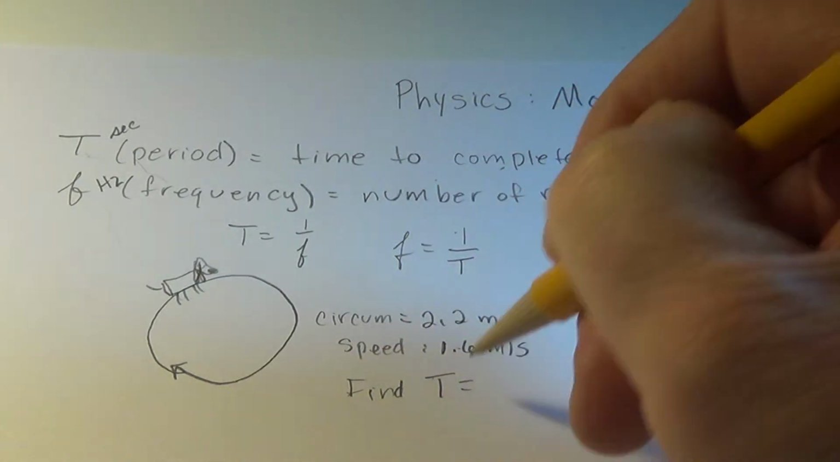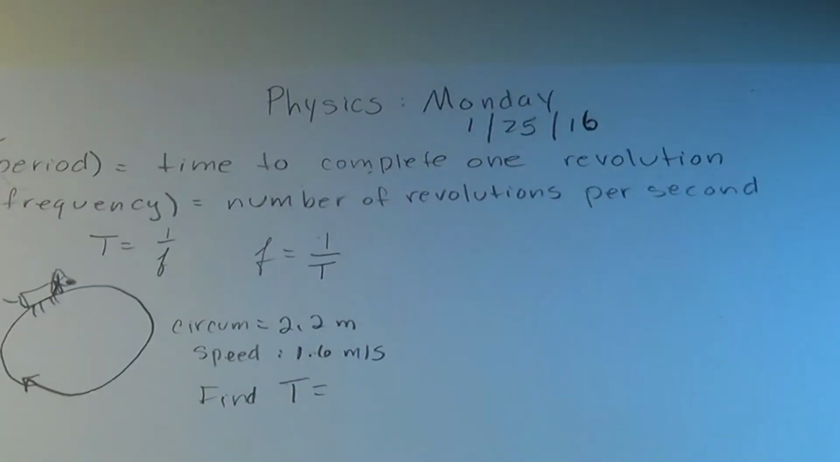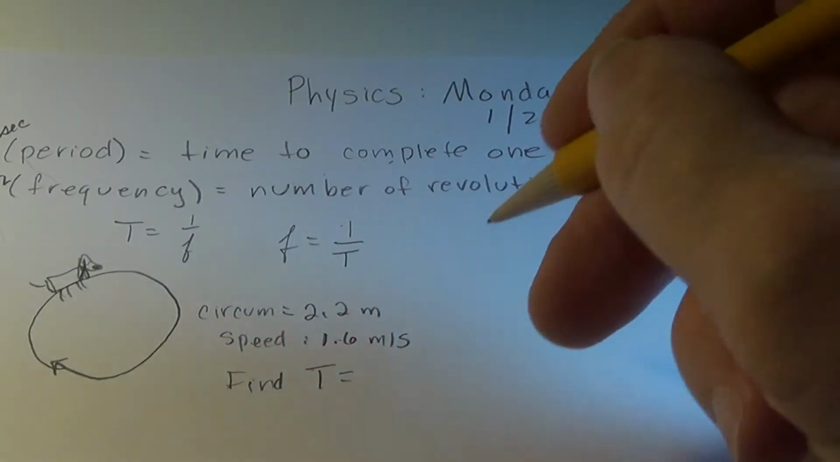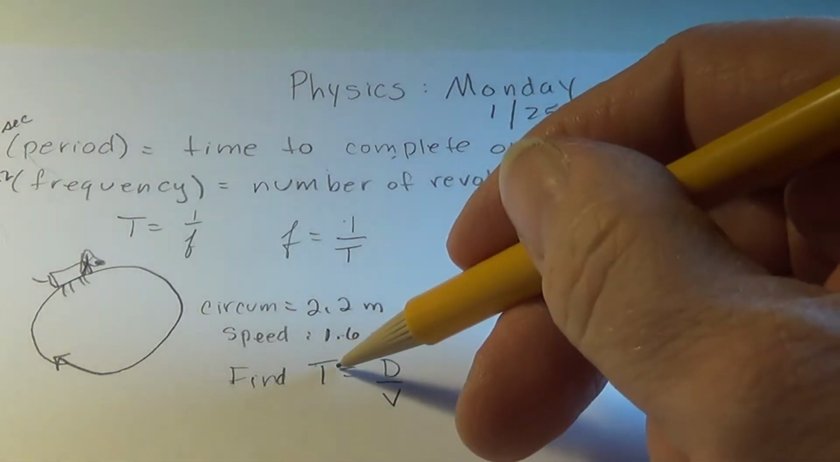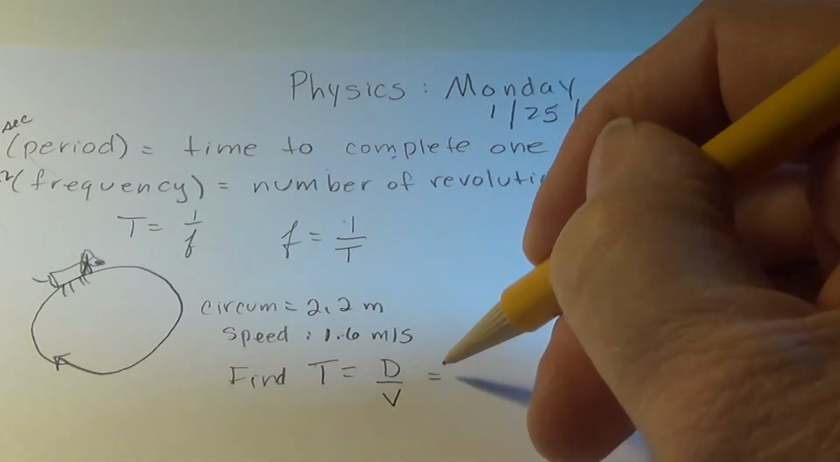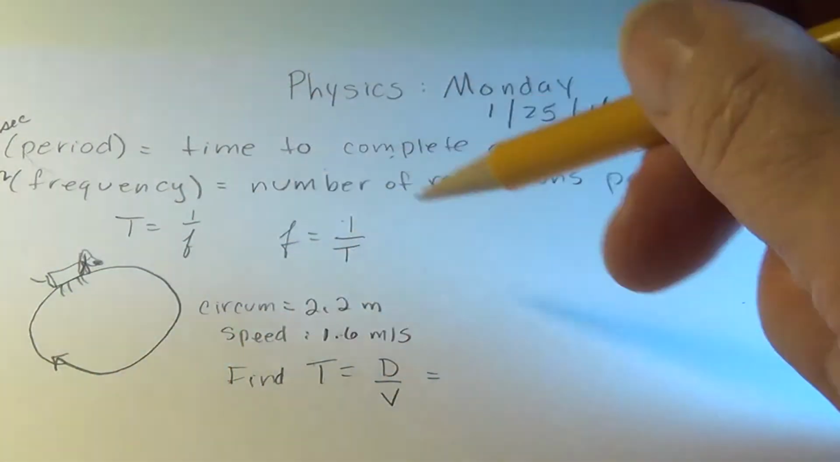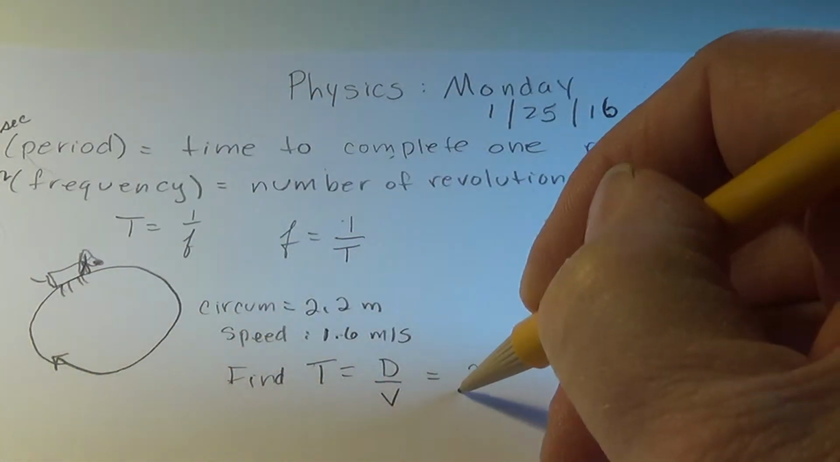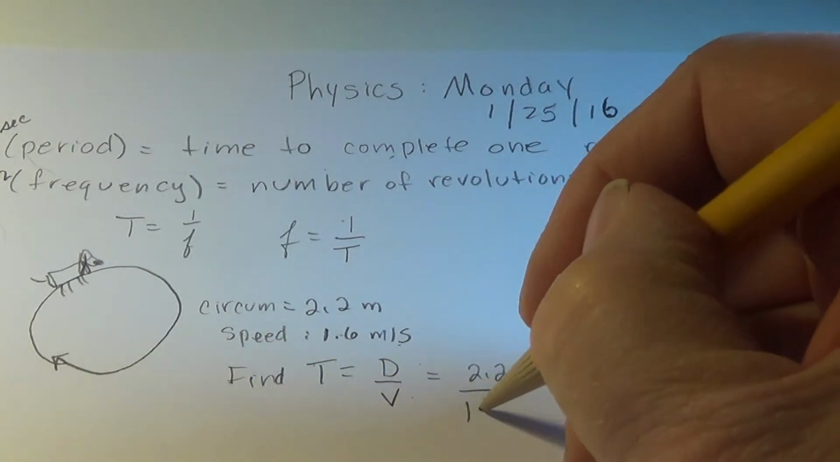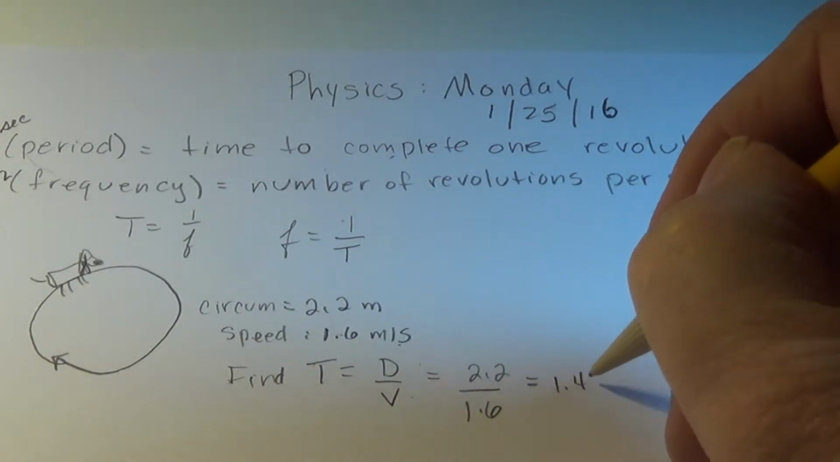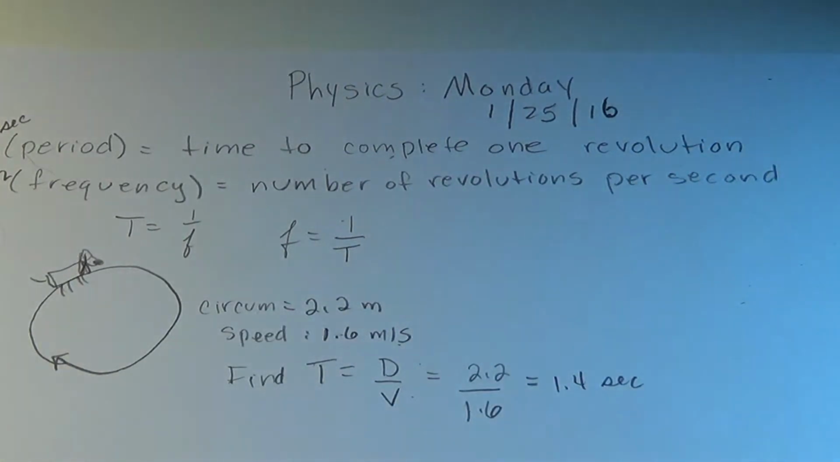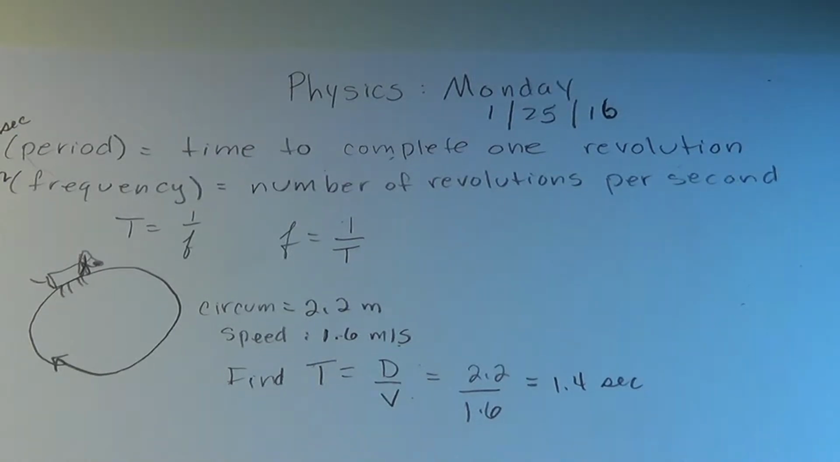So, the period is time, and we know the relationship between time, velocity, and distance. Time is always distance divided by velocity. So that will get us the time it takes to go around the circle. The distance around is called the circumference, so we put a 2.2 meter in that spot, and velocity is given at 1.6. So when we tippy-tap that in, we get out 1.4 seconds. So that is the period, the time it takes a frantic dog to complete one revolution, 1.4 seconds.